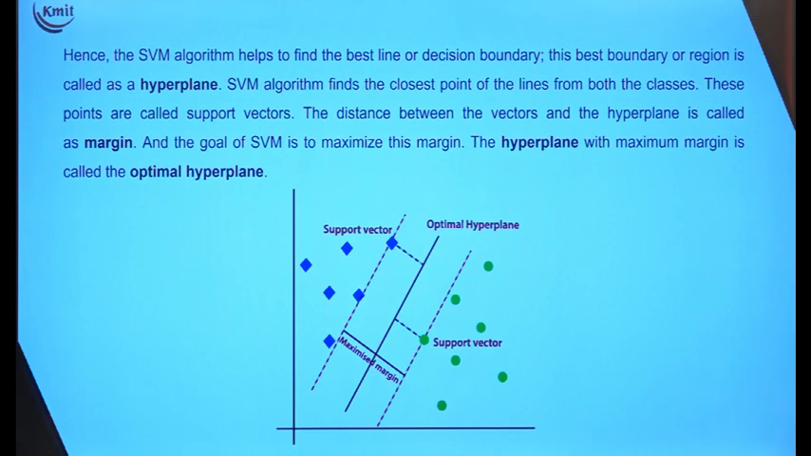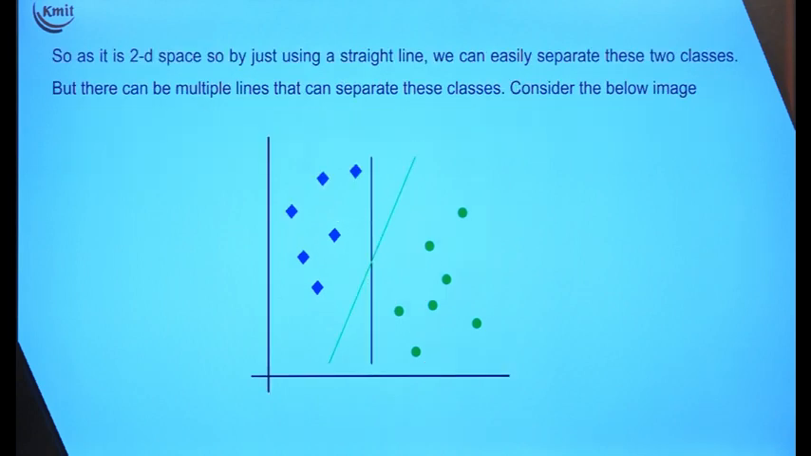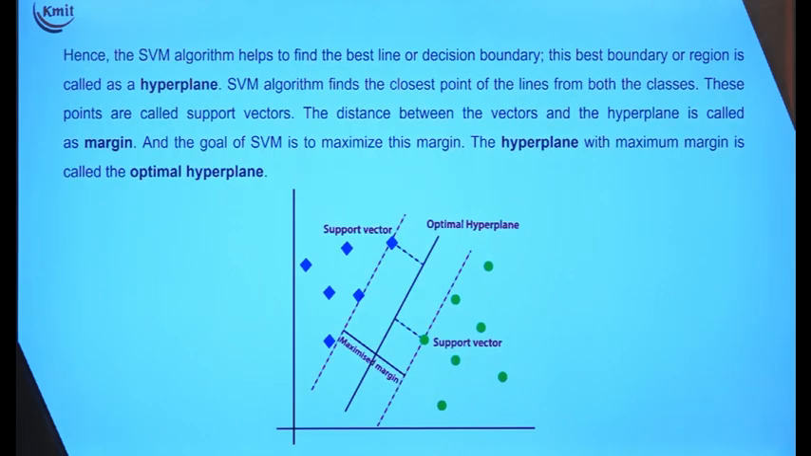Now the main goal of SVM is to maximize this margin. The hyperplane with maximum margin is called the optimal hyperplane. So I have two hyperplanes here. I will point out the nearest data points from each class and find the distance between them. The hyperplane with the maximum margin is called the optimal hyperplane.